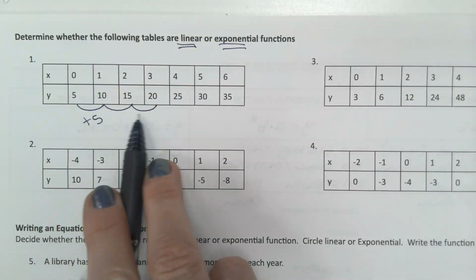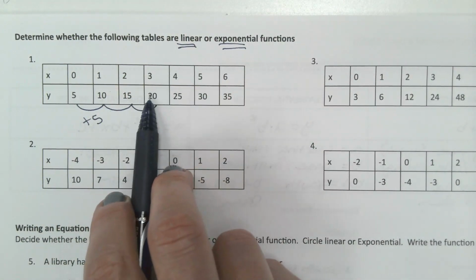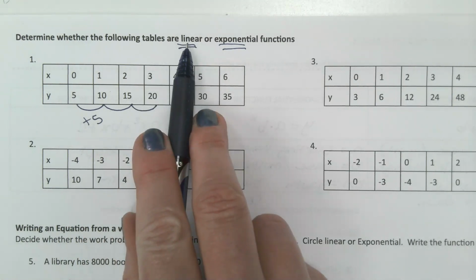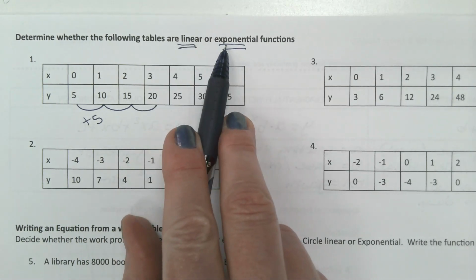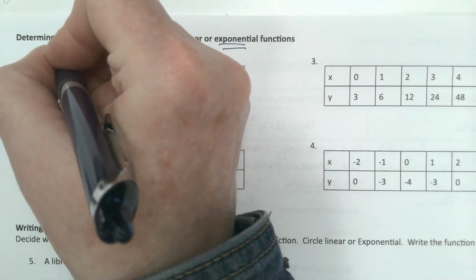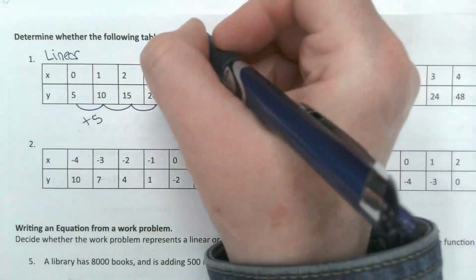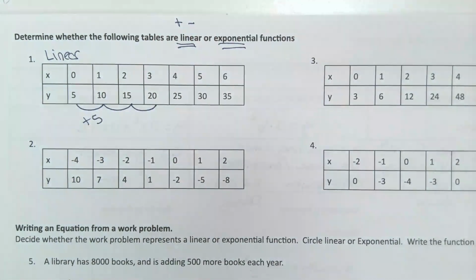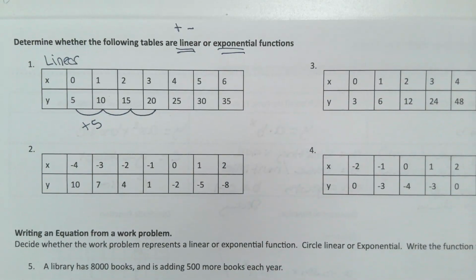If you are adding 5 each time, does that mean I have linear or exponential? Addition means that I have linear. So if you are going to add or subtract to get to the next number, you have linear.